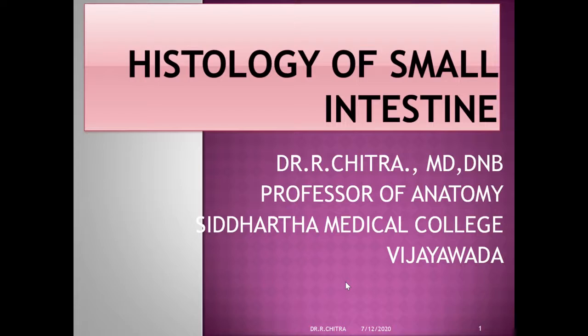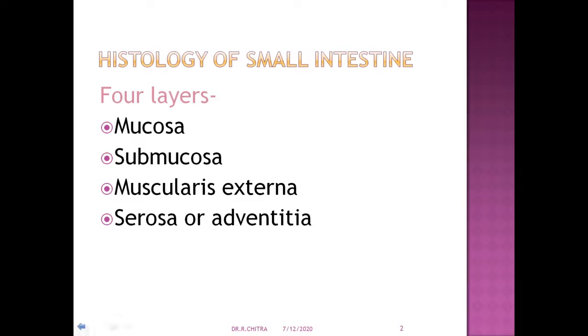So now in this class, we will continue with the histology of the GIT. We have already covered the histology of the tongue, esophagus, stomach. So in this class, we will see the histology of the small intestine. Histology of small intestine, same as that of the GIT, has the four layers: mucosa, submucosa, muscularis externa, serosa, or adventitia. So they have the same four layers, but how they differ from the other parts of the GIT, we will now see.